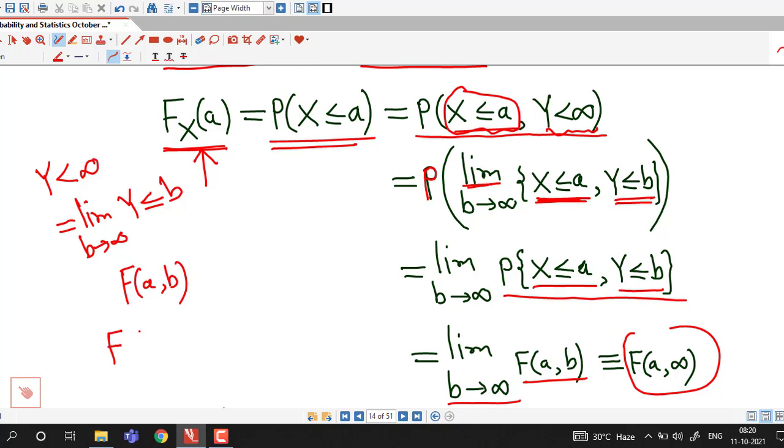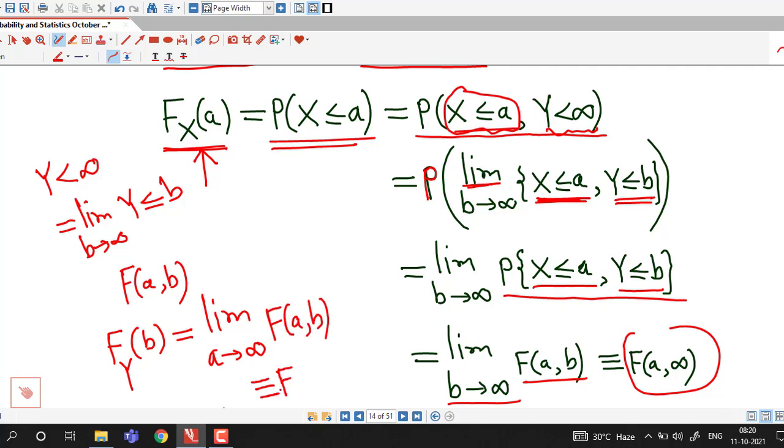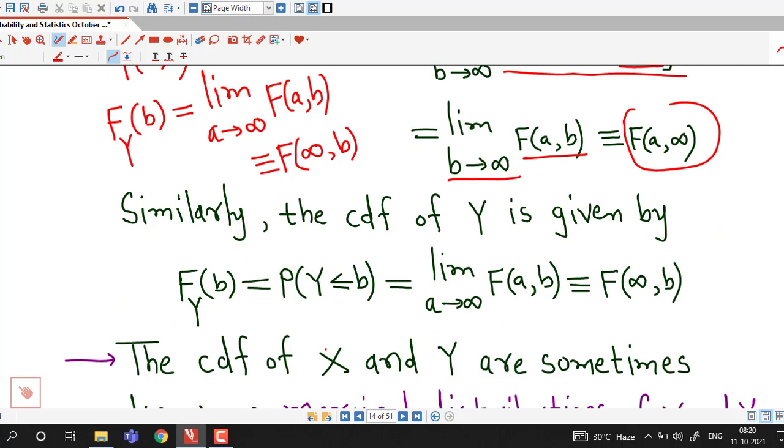Suppose we are interested in the CDF of Y, then here we vary this small a and b is fixed, so we can rewrite this as the limit a tending to infinity of F(a, b), or equivalently the CDF at (infinity, b). So similarly the CDF of Y is given by F(b) equal to the probability that Y is less than or equal to b, and this is expressed as the limit of the joint CDF as a tending to infinity, which is equivalent to F(infinity, b).